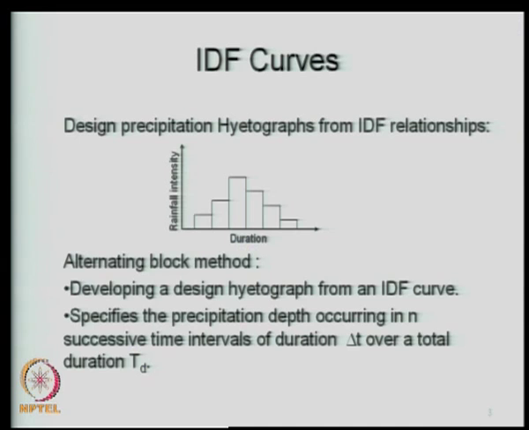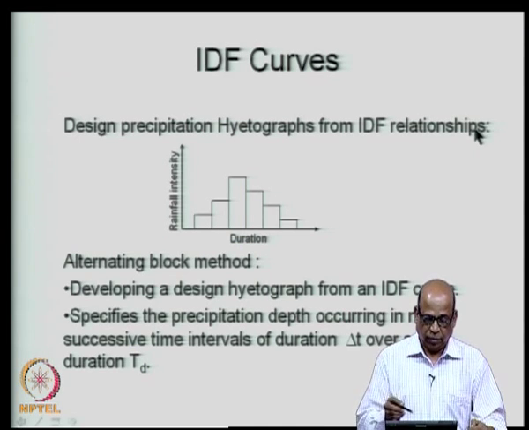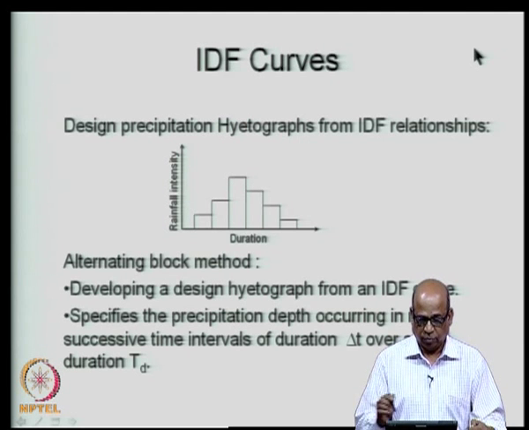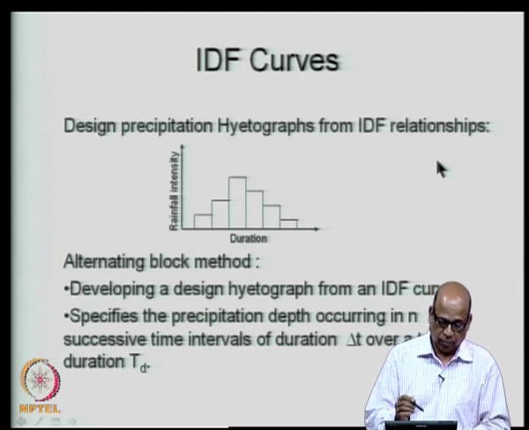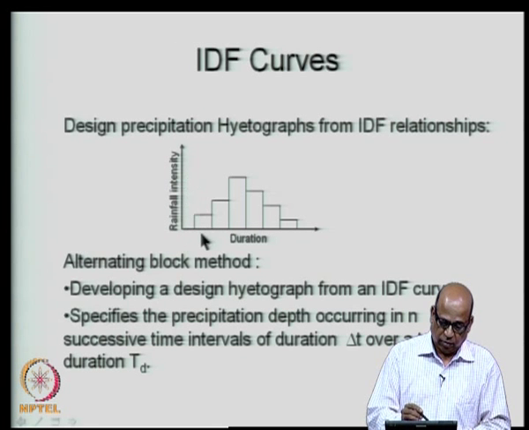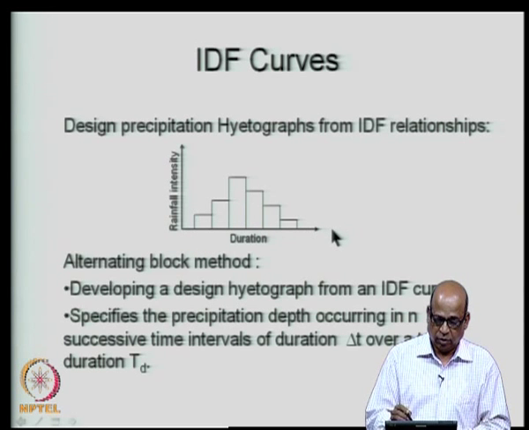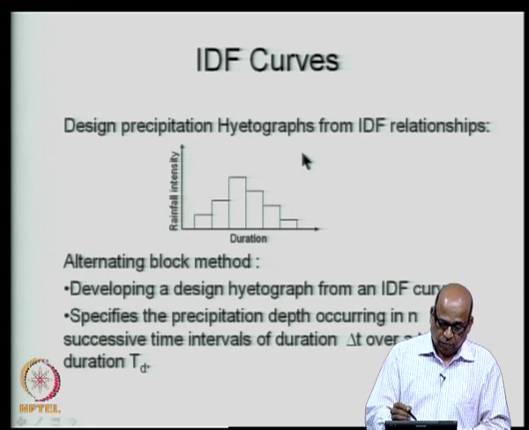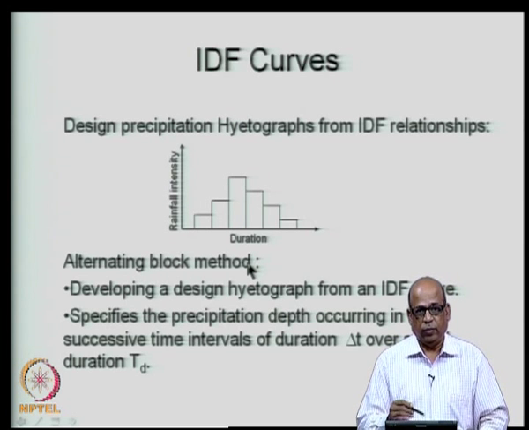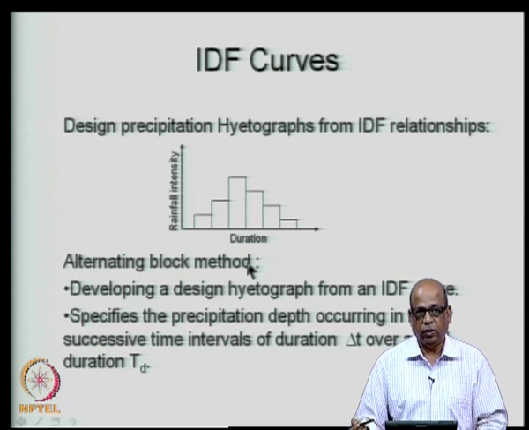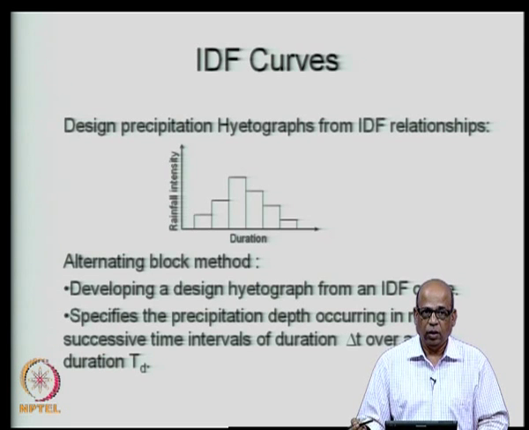So, from the IDF curves we would now like to obtain the design precipitation hydrographs. As I mentioned, the hydrograph typically shows the rainfall intensity on the y axis and the duration on the x axis. We use what is called the alternating block method, which is one of the methods to obtain the hydrograph. So, this is a method for developing a design hydrograph from the IDF curve or IDF relationship. IDF is the intensity, duration, frequency relationship.